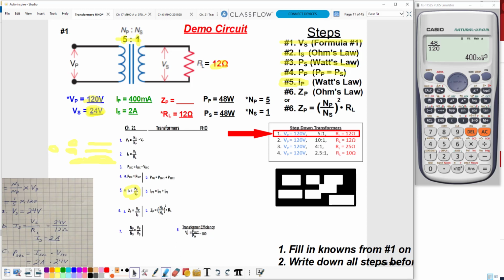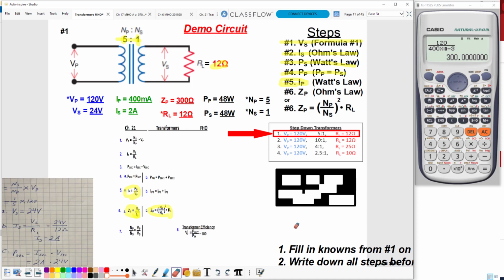Alright, so that brings us all the way down to formula number 6, and there's a couple of different ways we can get this value, but we're just going to go with 6A right now to keep it simple. If I'm looking for the inductance of the primary, I can take the voltage of the primary, which is 120 volts, over the current of the primary, which I just calculated. The current of the primary is 400 milliamps. 400 times 10 to the negative third, and I hit equals, and that tells me that I've got about 300 ohms of inductance on my primary side. So now you see here that we have found everything.